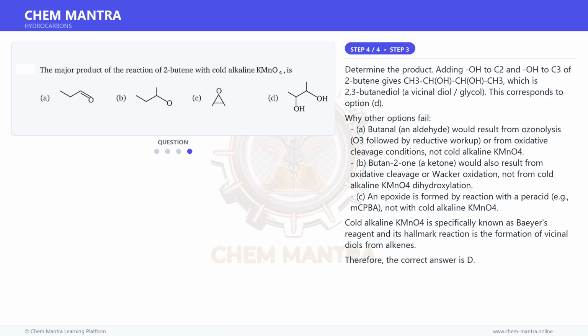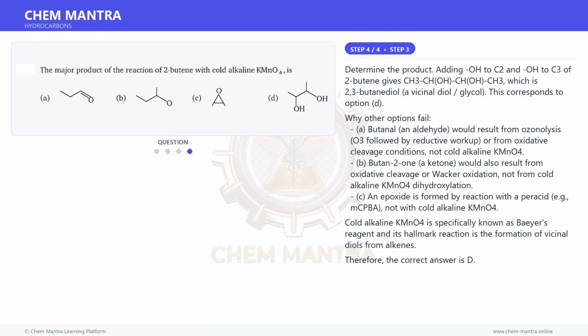Why other options fail? A. Butanal, an aldehyde, would result from ozonolysis, O3 followed by reductive workup, or from oxidative cleavage conditions, not cold alkaline KMnO4. B. Butan-2-one, a ketone, would also result from oxidative cleavage or Wacker oxidation, not from cold alkaline KMnO4 dihydroxylation.